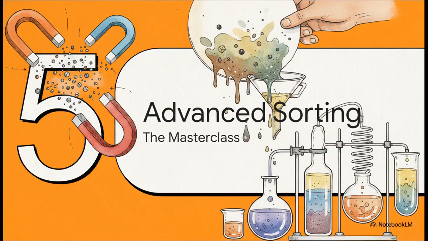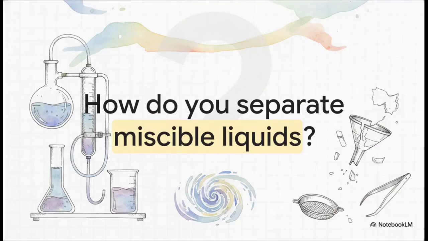Section 5, Advanced Chemical Sorting, the masterclass. Because sometimes, physical separation isn't as easy as waving a magnet. This brings us to a really fun puzzle. How on earth do you separate two homogeneous liquids that have blended totally seamlessly into each other? We call these miscible liquids. Think alcohol and water. You can't filter them, and you certainly can't just pluck them out with tweezers.